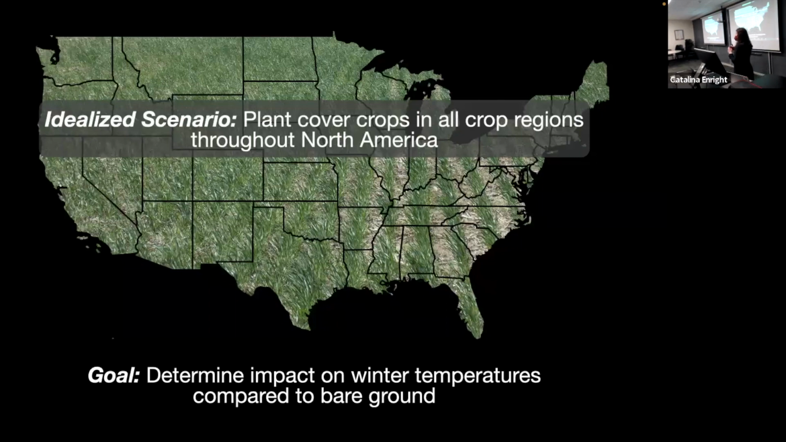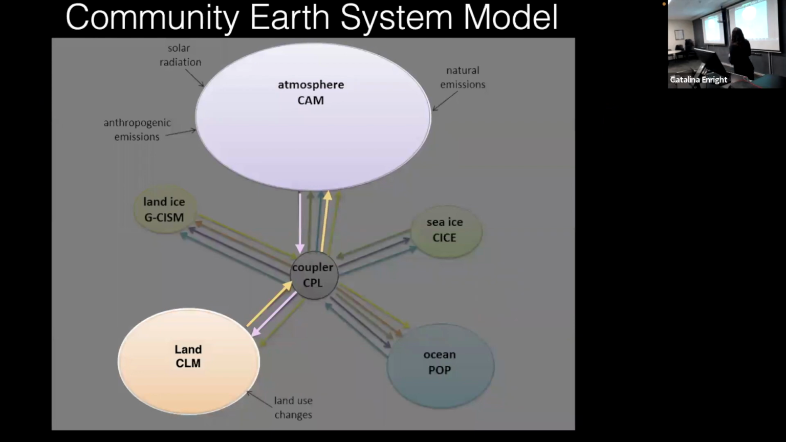So I used this Earth system model to run a very idealized scenario. I'm not saying that this is realistic at all, but this is one way we can use a model: to probe whether cover crops have an impact on climate. What I did is I planted cover crops in all crop regions throughout North America, with the goal of determining the impact on wintertime temperatures when cover crops are planted compared to bare ground, so compared to no cover crops. Assume that all crop area is now covered in cover crops for this experiment. And to run this experiment, like I showed earlier, I'm connecting the land model with the atmosphere model to understand how this change in the land surface is impacting the atmosphere.